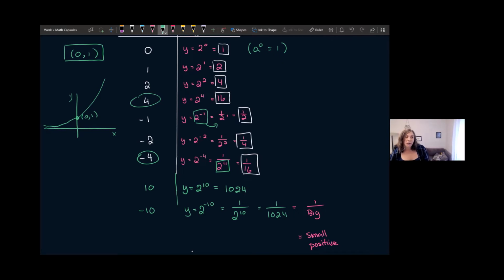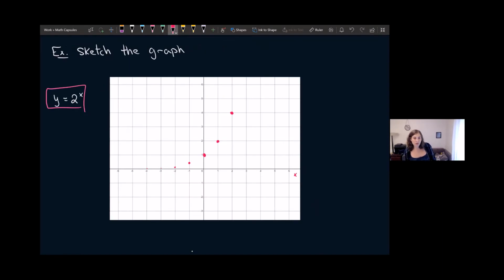And this is the image that should pop into your head if somebody mentions the graph of y equals 2 to the x. Or really, if somebody mentions any graph y equals a to the x when a is a number greater than 1. So going back to my graph, I can plot the points and sketch my function y equals 2 to the x. I know that it's going to pass through the point 0, 1. On the right-hand side, as the x values increase, my y values increase very, very quickly.